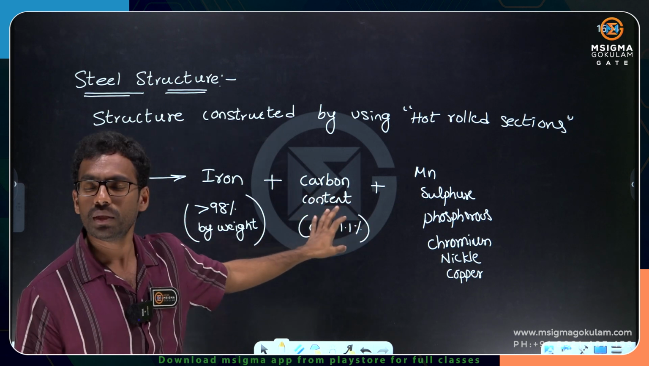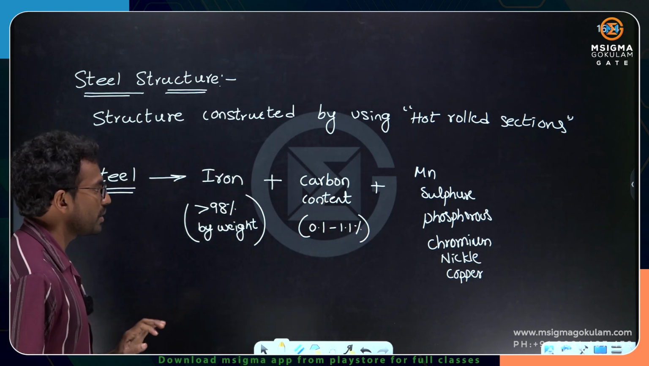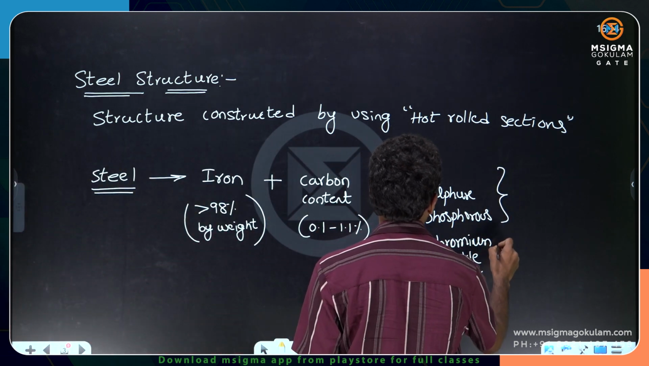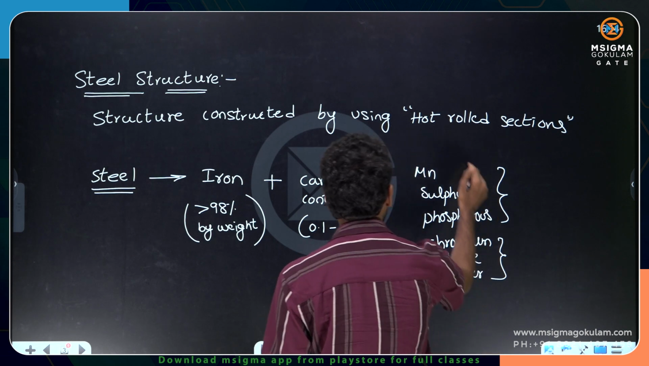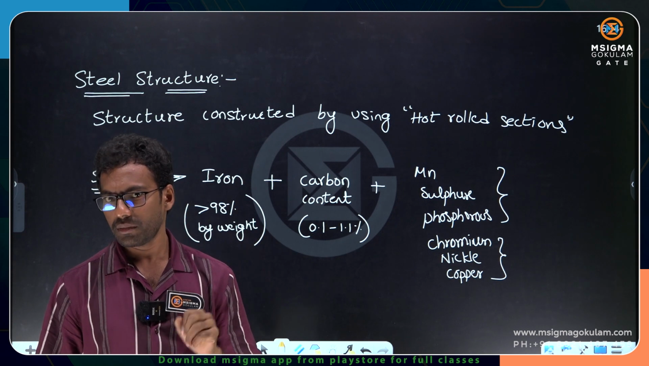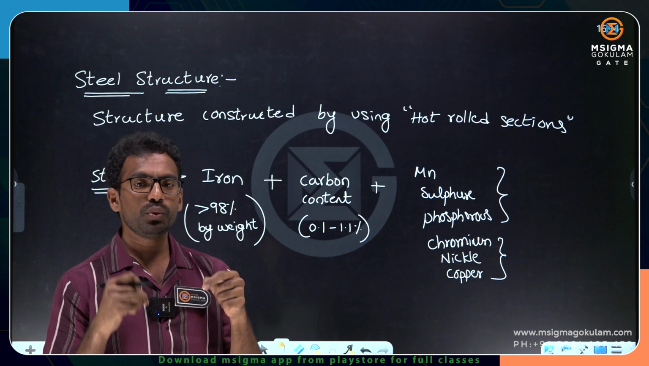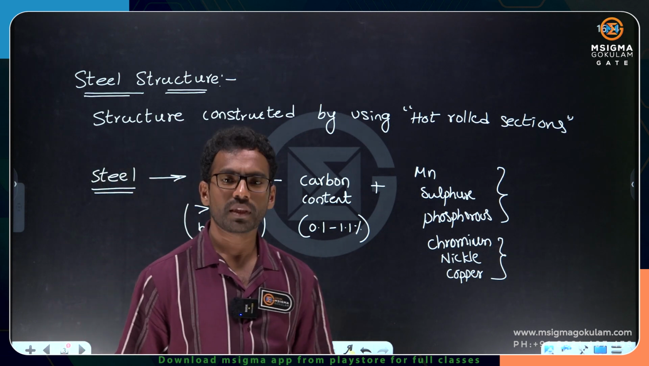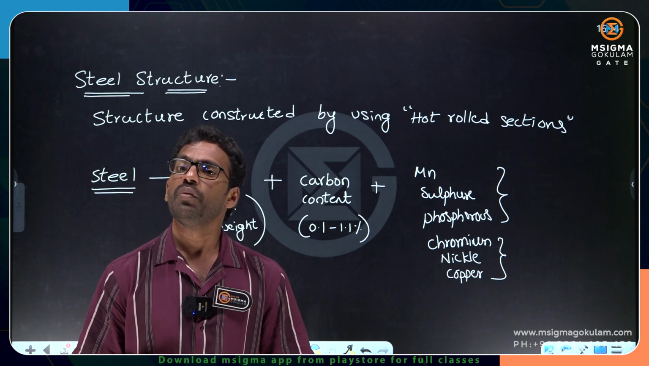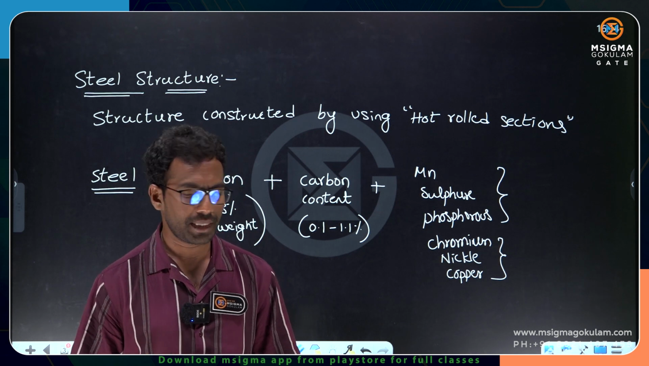So I'll tell how carbon content is going to influence the mechanical properties of the steel. I'll come to that. Then we'll be adding manganese, sulfur, phosphorus, and chromium, nickel, and copper. Manganese, sulfur, phosphorus are added for hardness purpose, to increase the hardness of the steel, and weldability purpose as well. When you want to do connections, there are two things essentially. Nowadays, as per the latest code IS 800-2007, we have connections of two types. One is a bolted connection, the other one is the welded connection.